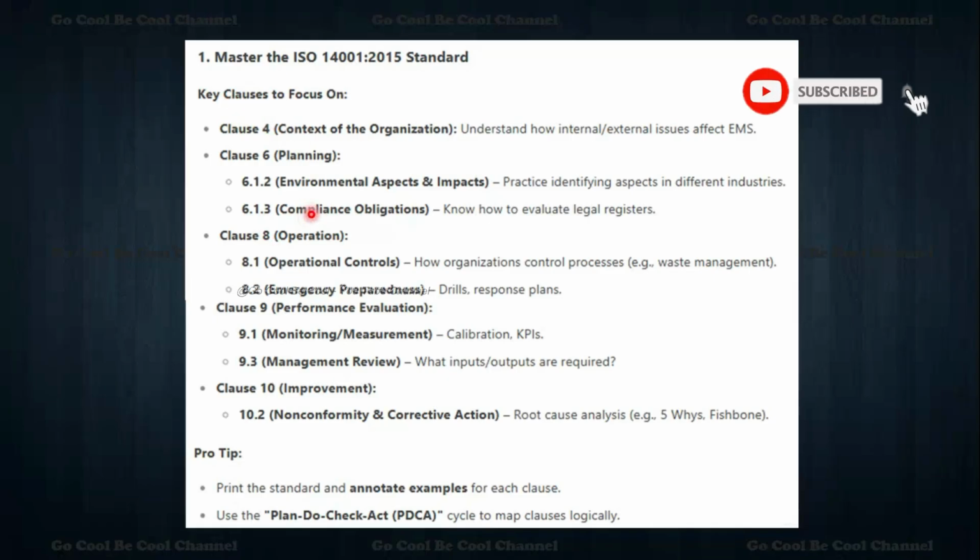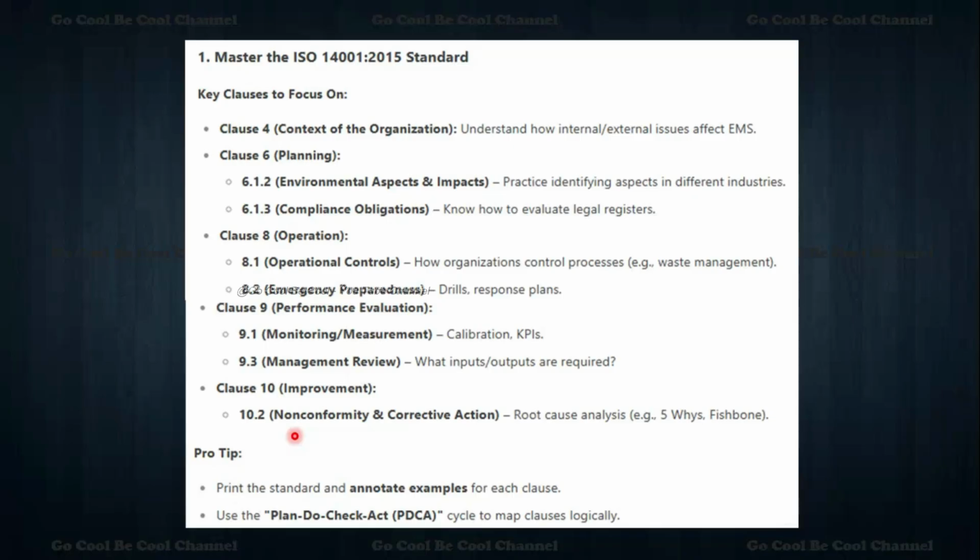So 8 is operation, mainly controls and then emergency preparedness. One of the main areas is mock drills and response plans, and how the organization controls processes and everything. Waste management. Clause number 9, performance evaluation: monitoring, measurement, calibration, KPI and so many kinds of things. 9.3 is management review, so what inputs and outputs are required. Clause 10, improvement. So 10.2 nonconformities and corrective action. So root cause analysis, for example 5 Whys and then fishbone analysis.